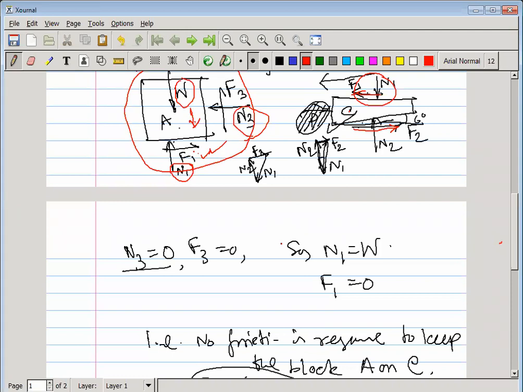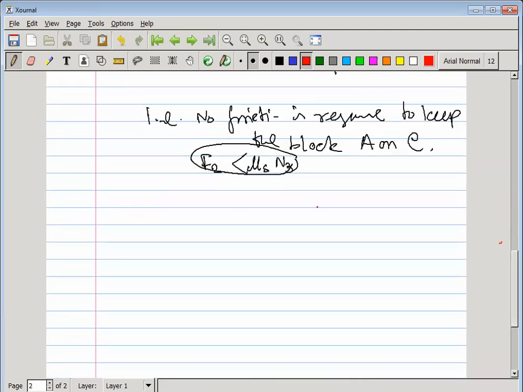F2, the frictional force between block C and block B. So what should it be? It should be less than the static coefficient of friction times the normal force. You know the reason behind this. Because if this condition is not satisfied, suppose F2 is equal to mu s into N3, then what happens?